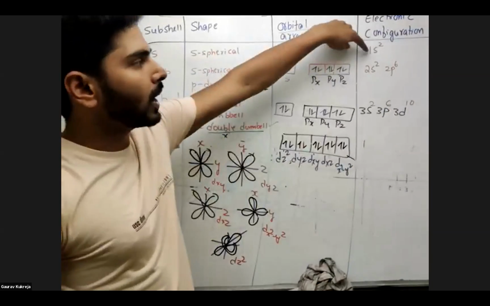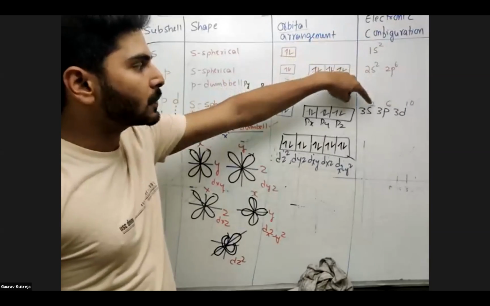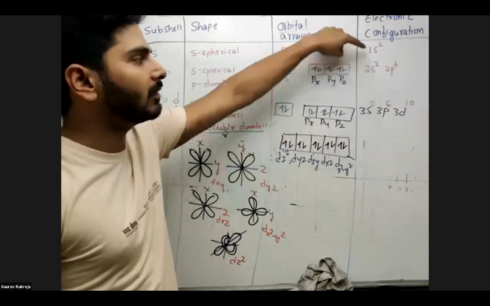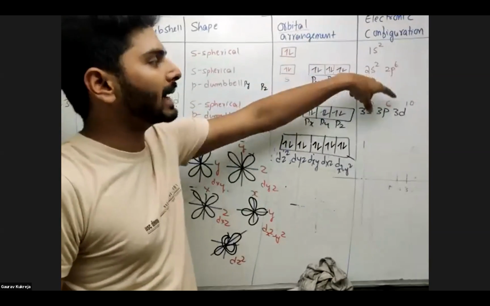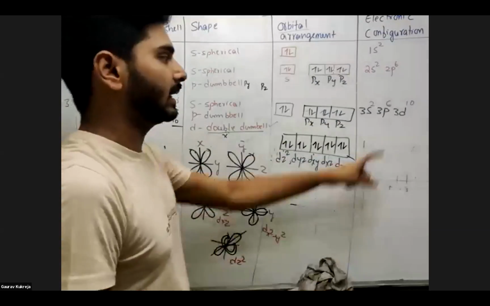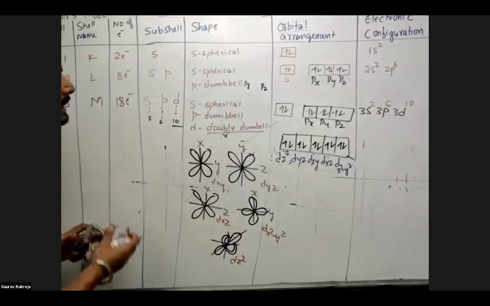So look at this, 1s, 2s, 3s. All are spherical in nature. Their maximum capacity will be 2. 2p, 3p, their maximum capacity is 6. And d we got that capacity is 10.